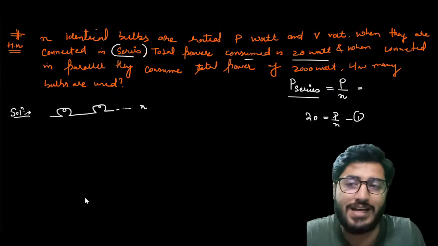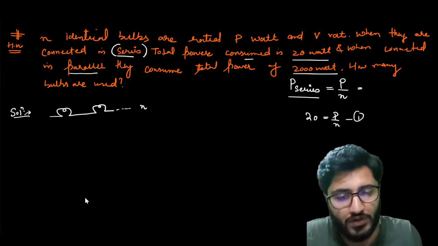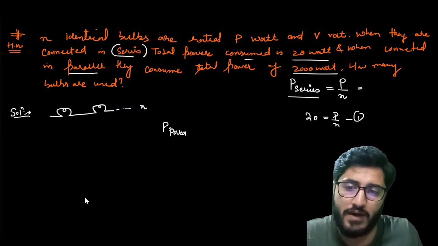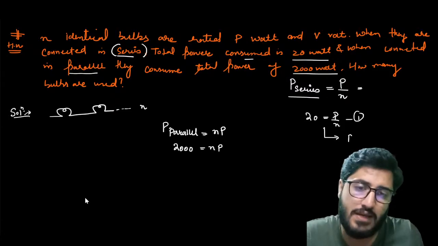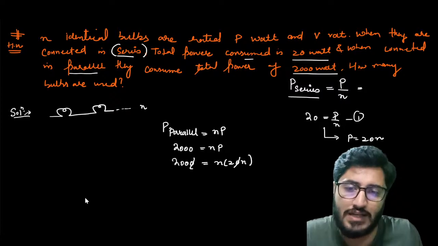Now, when connected in parallel, they consume total power 2000 watt. So what is P parallel? Sir, P parallel is given as nP. P parallel is 2000 equals nP. From the first equation, P came out to be 20 times n. So 2000 equals n times 20n. Zeros cancel out, 2 cancels out, so we have 100 equals n square. Therefore, n came out to be 10.